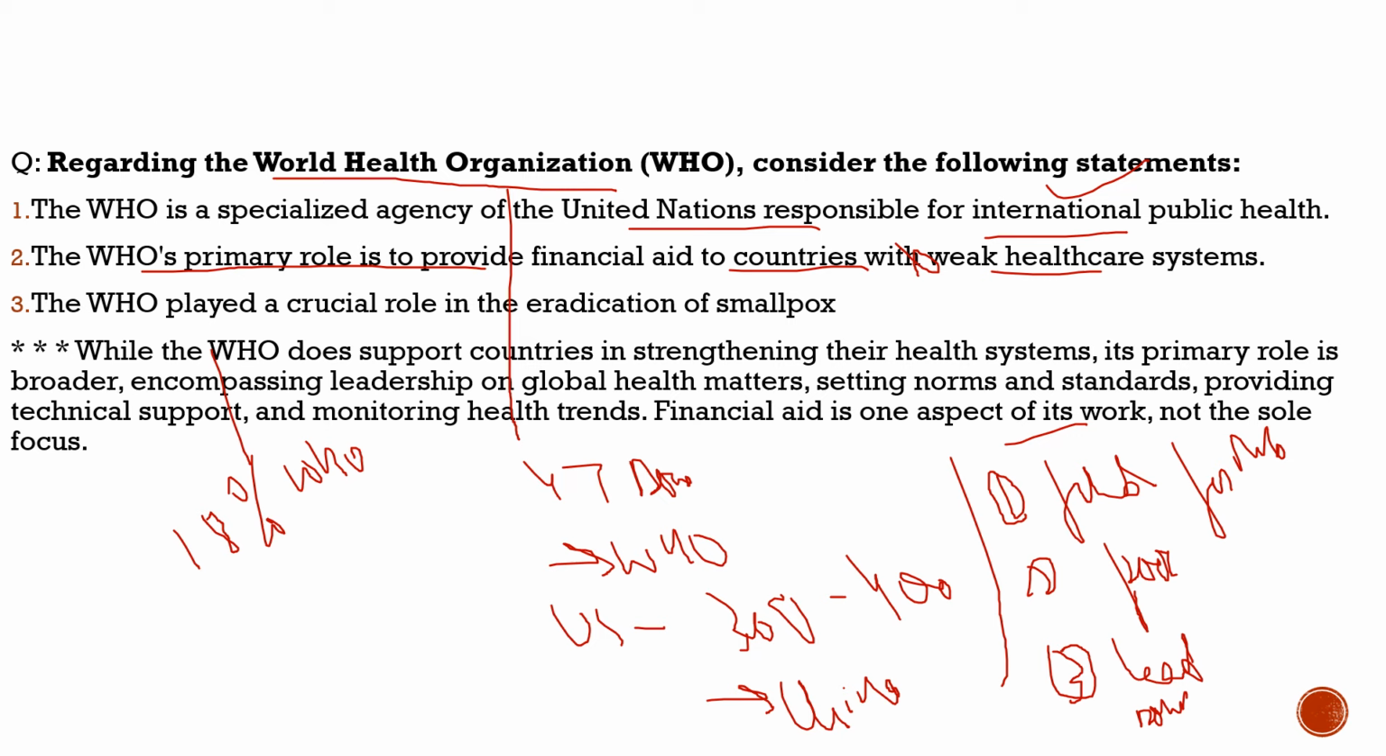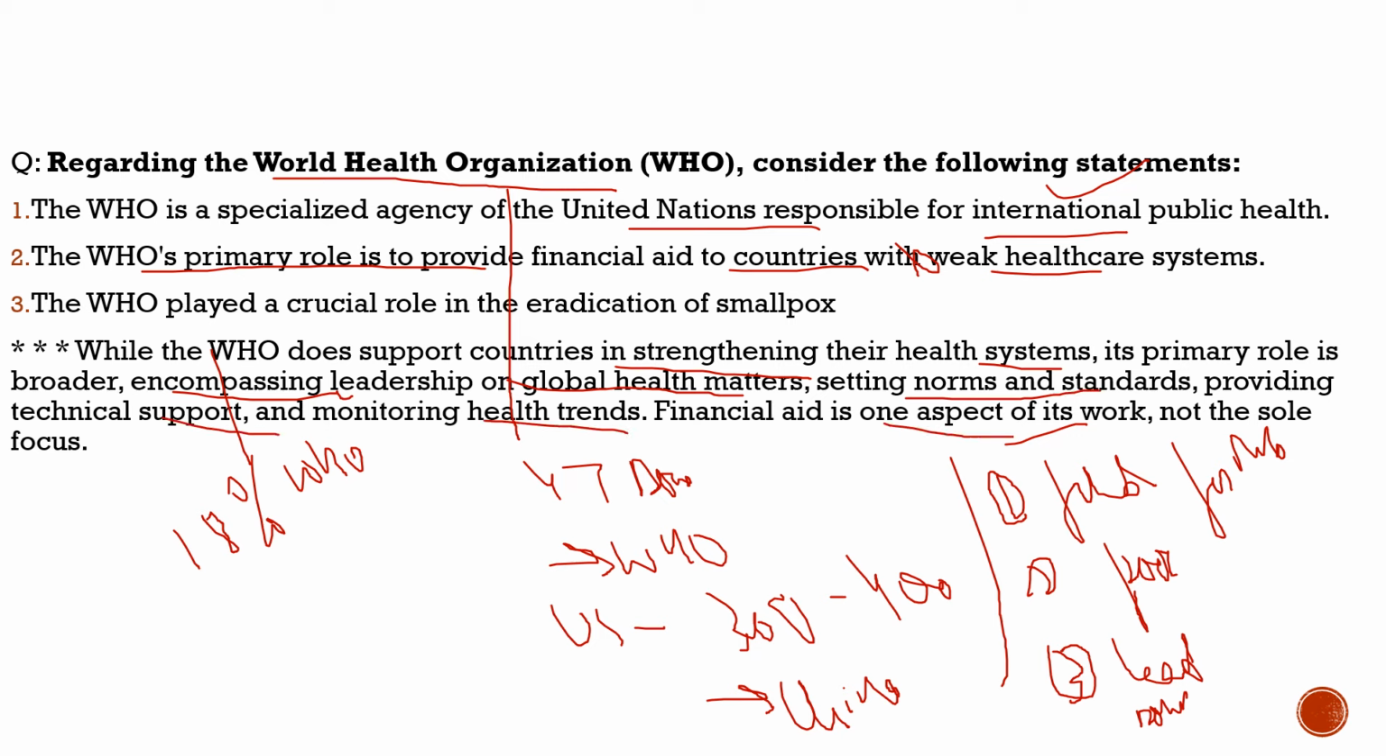And we can see here in the explanation part: while WHO does support countries in strengthening their health systems, its primary role is broader, encompassing leadership on global health matters, setting norms and standards, providing technical support, and monitoring health trends.